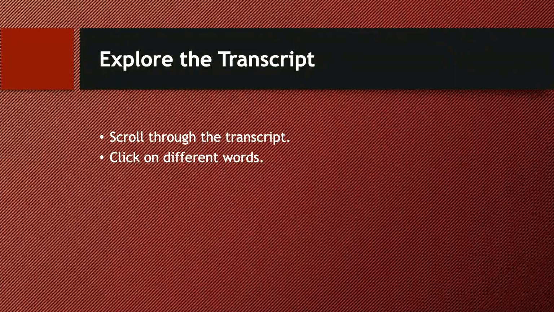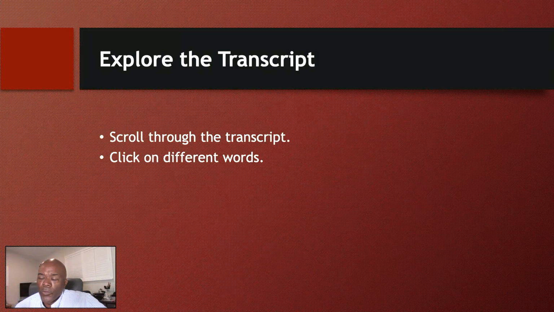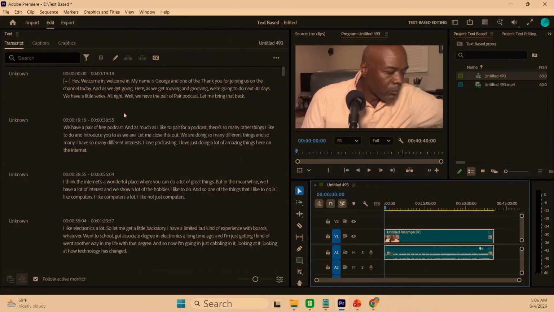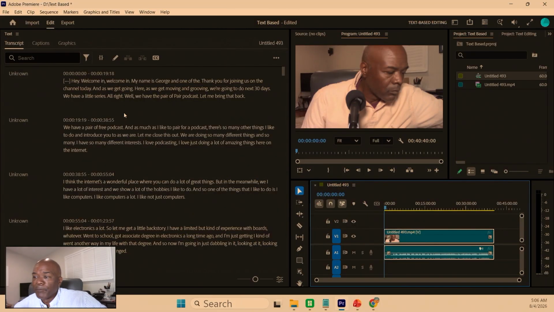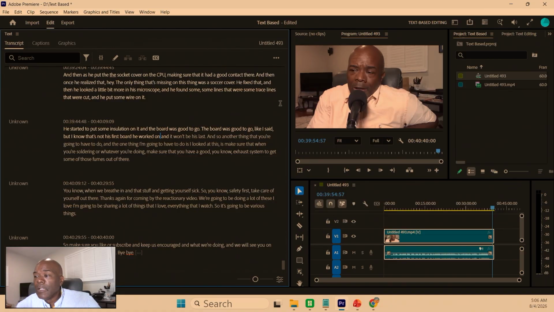So next thing we're going to do is explore the transcript. We're going to scroll through the transcript, and we're going to click on different words. It's pretty cool how we're going to do that. Make sure you have your mouse or something that you can scroll with. I like using the mouse. Also, as you click, as you're learning, you can click on certain little panels around your Premiere Pro to highlight them.